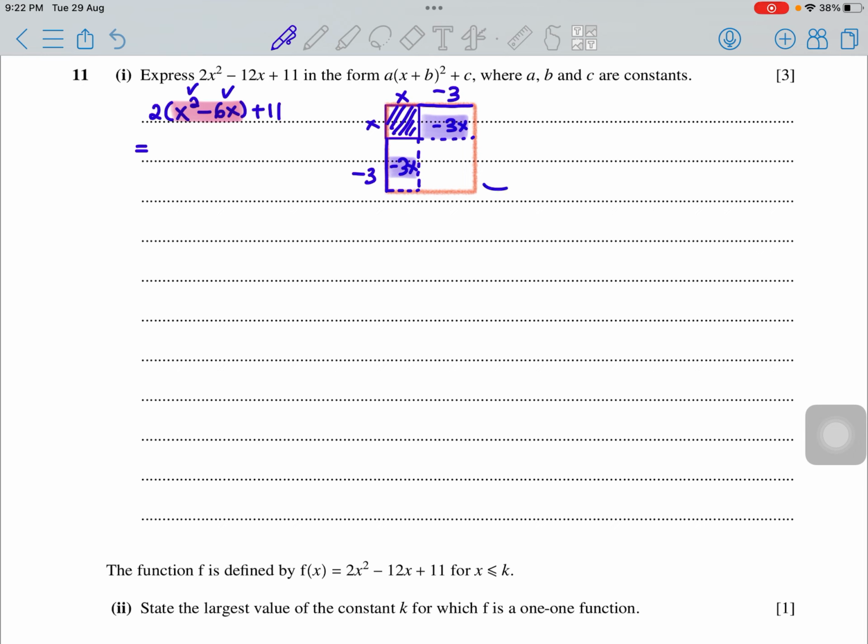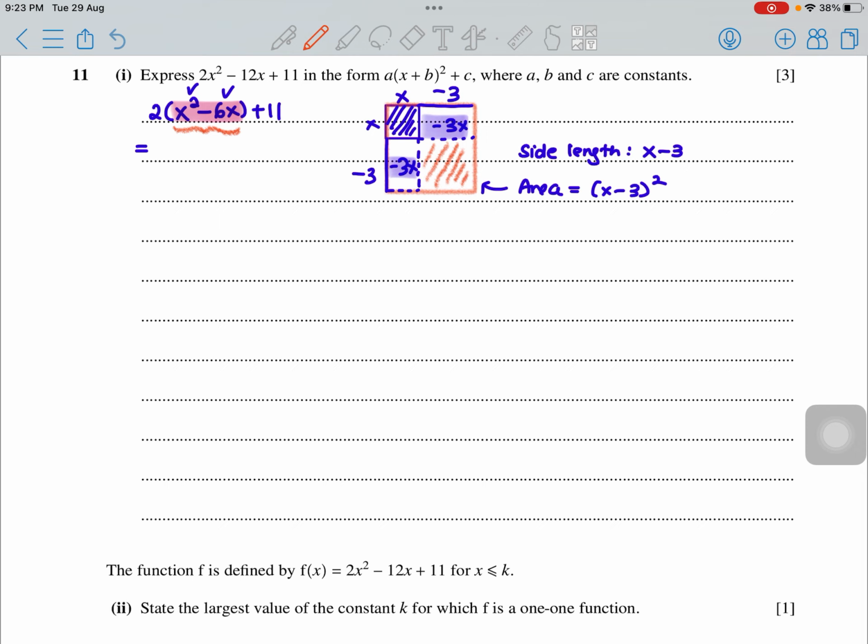But this is a big square. And what is the area of this big square? How will you express it? What is your side length now? Your side length can be expressed as x minus 3. So the area of this square is going to be x minus 3 squared. But then I have a redundant portion which is not part of my expression. This is my expression. I have my x squared and I have my minus 6x.